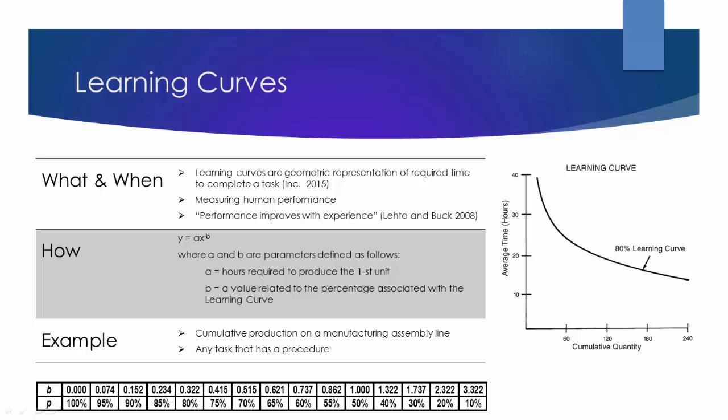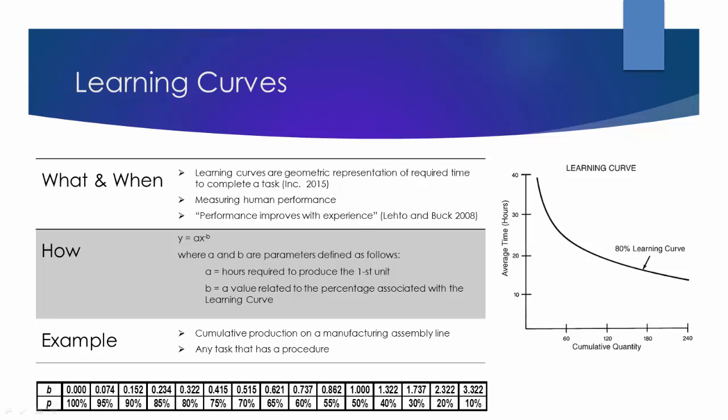And how to perform learning curves? Well, there's a formula that we can use. It is y equals ax to the negative b, where a and b are parameters, and a is the required time to produce the first unit, and b is, like I just noted, a value related to the percentage associated with the learning curve. And that's on the bottom of the screen here. And we can note that for that learning curve that's 80%, it has an associated b value of 0.322.